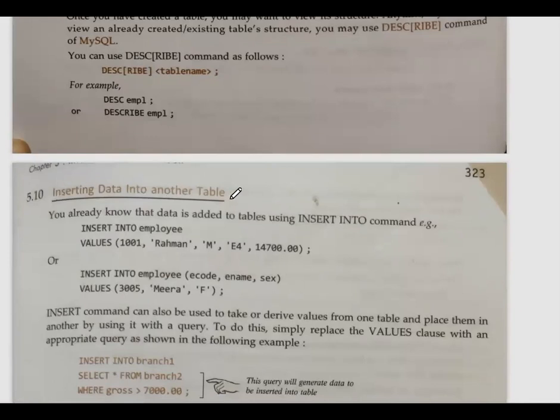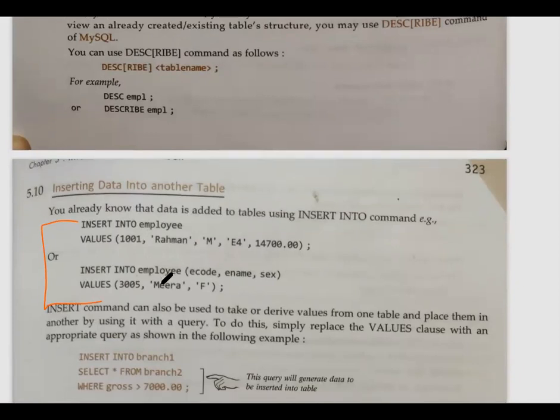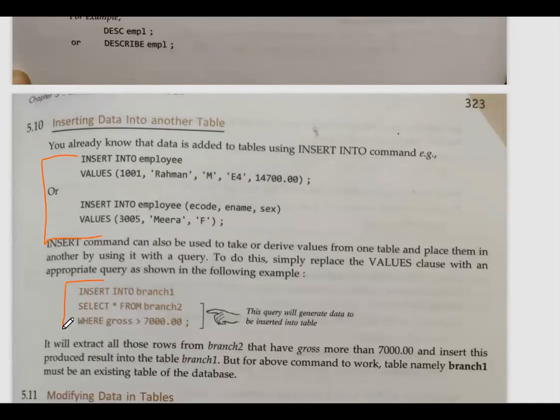inserting data into another table. Now see, if you wanted to insert data into another table, these two we have already discussed. But this was with respect to the same table, means within the table if you wanted to insert. Now you can see this is something different. Suppose I am having 2 different tables, but these are having same columns. So in that particular case, I can insert like this. For example, insert into branch 1. And then we have given the condition, select asterisk from branch 2 where gross is greater than 7,000.